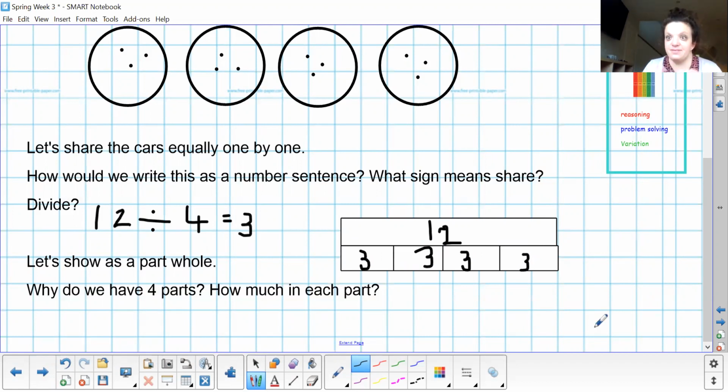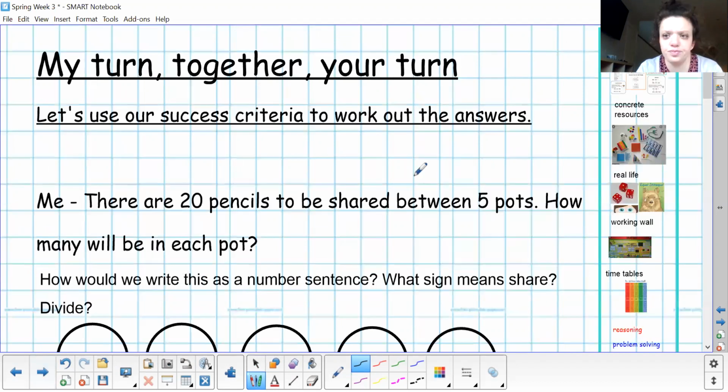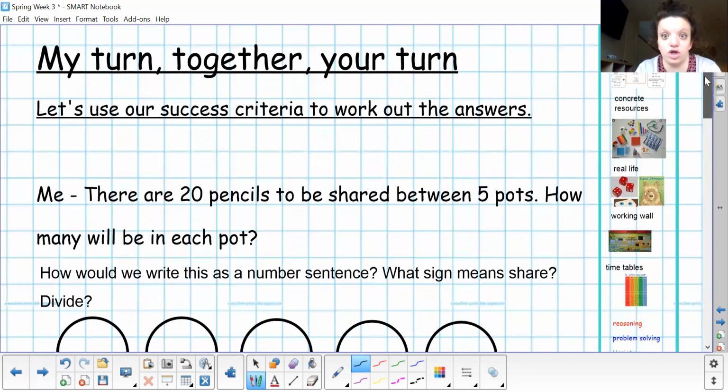So I've got 4 parts. The parts are showing how many groups I've got. Then I put in how much is going to be in each part, in each group. So that's how we do a sharing division problem. Okay, now let's go on to our first question today that you're going to do by yourself.